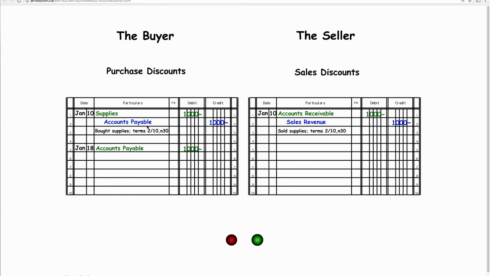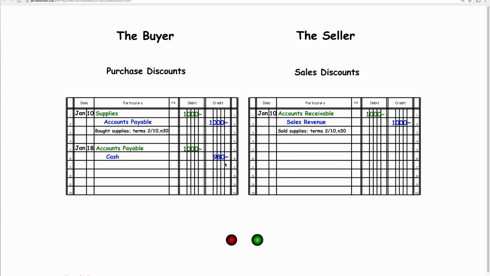To clear out this accounts payable that we owe, the buyer is going to debit accounts payable for the full $1,000 and normally would send $1,000 to their supplier, but because they're going to take advantage of the terms, they are going to send 2% less. So they credit cash for 2% less, which is $980. And this is where rule number 1 comes from. The discount is only affected when you pay, and it's where rule number 2 comes from.